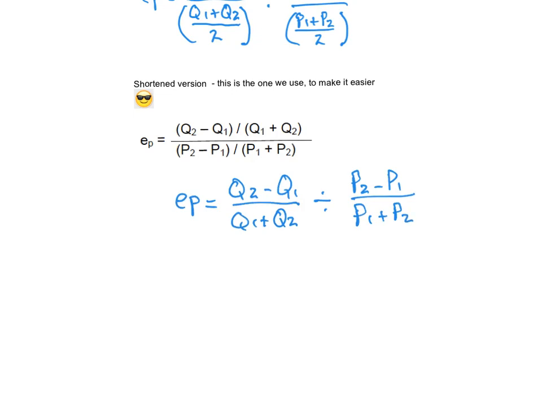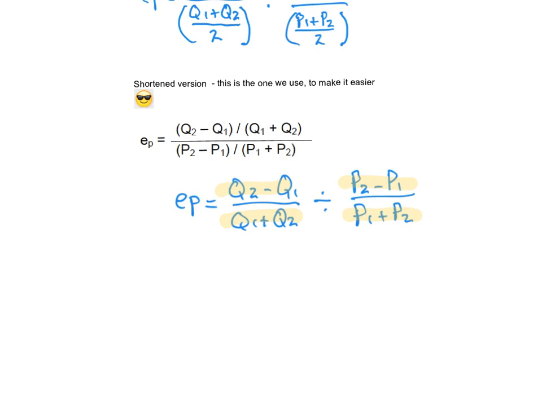Now, all that this means in plain, simple English is the following. We're looking at the difference between the two quantities, which is divided by the sum of the two quantities. This value is then divided by the result of the difference between the two prices, which has been divided by the sum of the two prices.